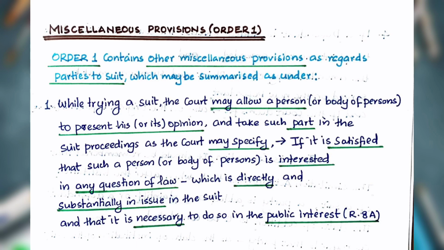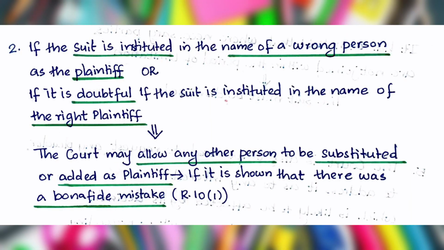Number 2. If the suit is instituted in the name of a wrong person as the plaintiff, or if it is doubtful whether the suit is instituted in the name of the right person, the court may allow any other persons to be substituted or added as plaintiff if it is shown that there was a bona fide mistake. This has been provided under Rule 10, Sub-Rule 1.